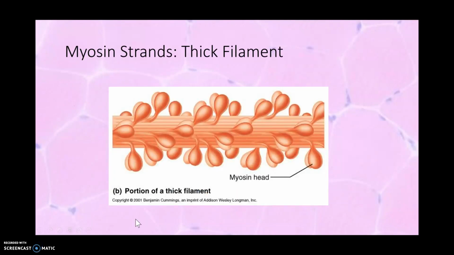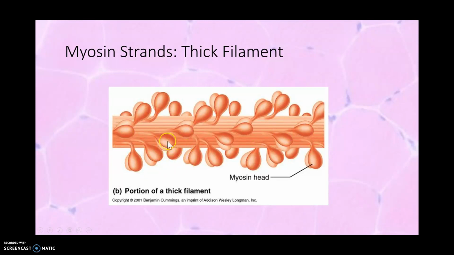Okay, so now we're going to shift from the thin filament to the thick filament, and this is our myosin strands. We have a light meromyosin, which are rod-like tails, and we have the heavy meromyosin, which includes the myosin head. This gives us our cross bridges, right? So we have our heavy meromyosin, and then we have our light meromyosin, which are our rod-like tails.